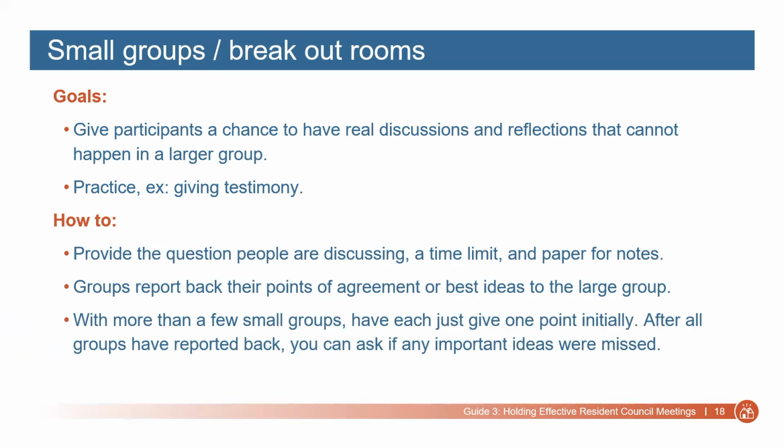With more than a few small groups, have each just give 1 point initially. After all the groups have reported back, you can ask if any important ideas were missed. The directions might sound like, "We're going to break up into small groups of 4. Each group will go into a different corner of the room. Everyone in the group should talk about what you liked and didn't like from the PHA's proposal. I'll keep time so that everyone gets to speak. Choose someone to report back to the larger group about your group's opinions."